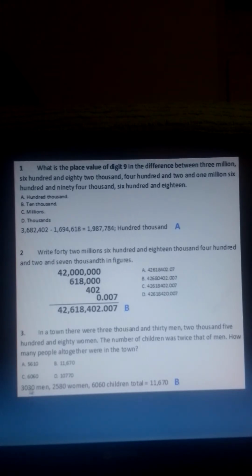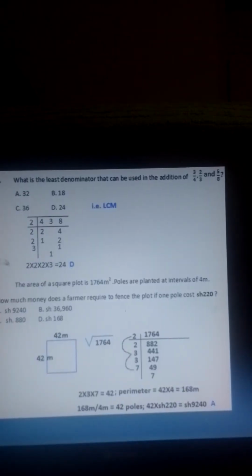So men were 3,030, women 2,580, and children were twice the number of men. So you multiply the number of men by 2, you get 6,060. When you add all the numbers there, you get 11,670. So the answer is B. That's how you can do it. Let's go to question number 4. Okay, that is question number 4.